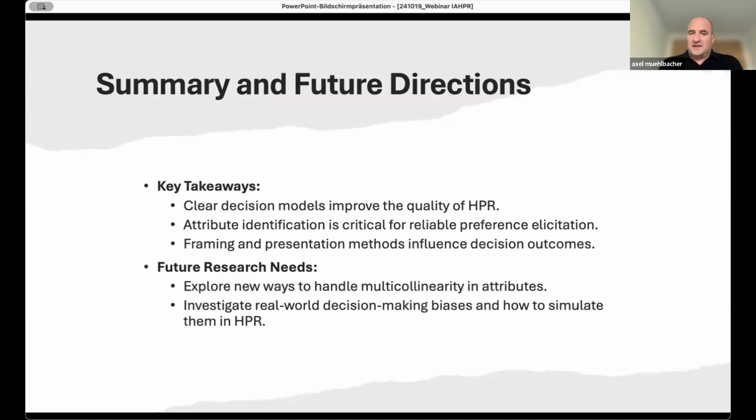What does the future bring and what are the future needs for the research? And just to be real quick and very basic, it's the question of how to handle multicollinearity and interaction effects, and how we move further towards the biases which are introduced in real-world decision making to the kind of studies we do.